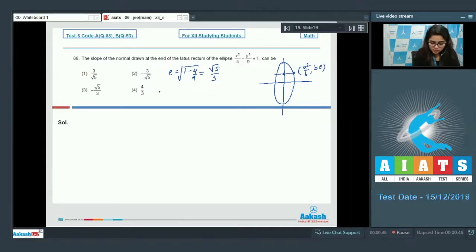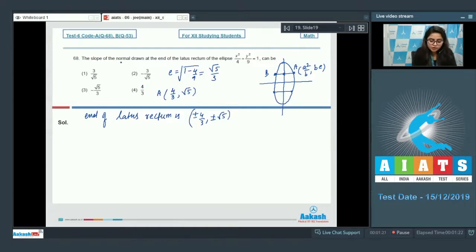So suppose this is A. The coordinate of A is (4/3, √5). Similarly, the coordinate of B is (-4/3, √5), and here you also have the latus rectum. So generalizing, you can write the end of the latus rectum as (±4/3, ±√5).